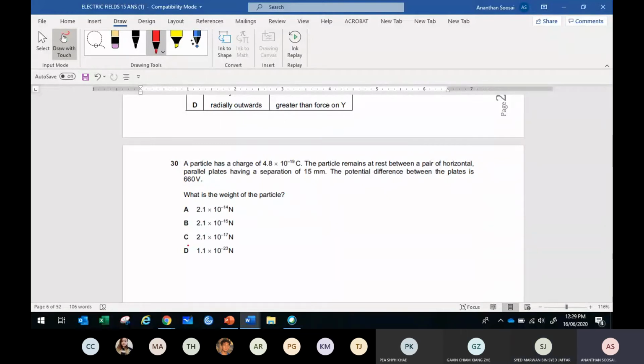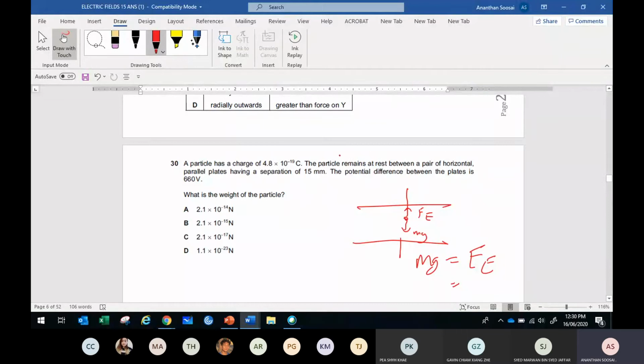Okay, this is a stationary experiment. The weight is not neglected. The weight is balanced by the force due to the electric field. So it's like a parallel plate. Yeah, so it was stationary. So definitely the weight mg is balanced by the electrical force. Okay, so what is the weight of the particle? Of course, the weight of the particle should be the same as the electrical force.